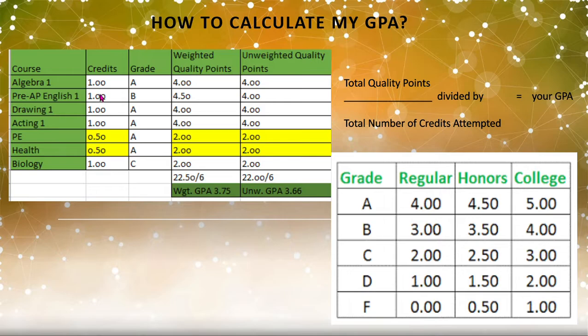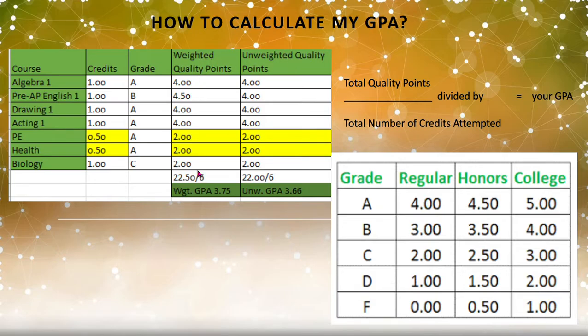You can see here that these are each worth 1 credit, except for the ones in yellow, PE and health, which are each worth half a credit. That's going to be important to consider in a minute. Here we have the grades that they earned, and then we have 2 columns: weighted quality points, and then unweighted quality points.